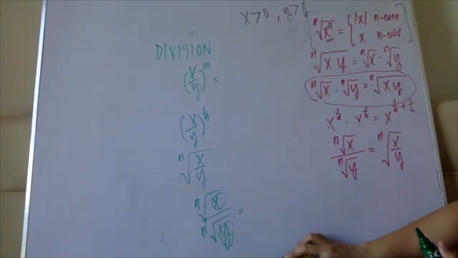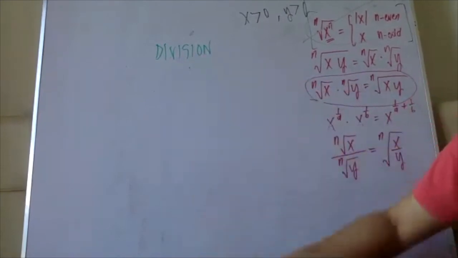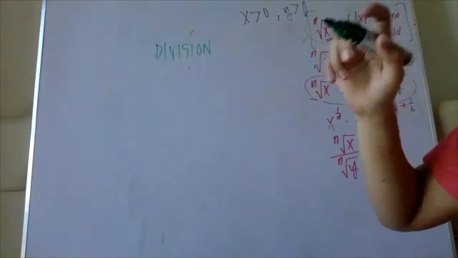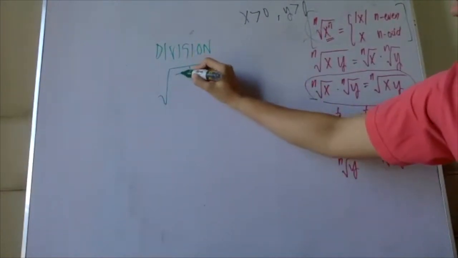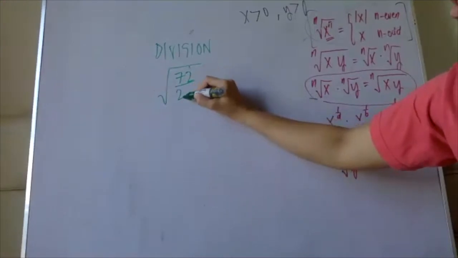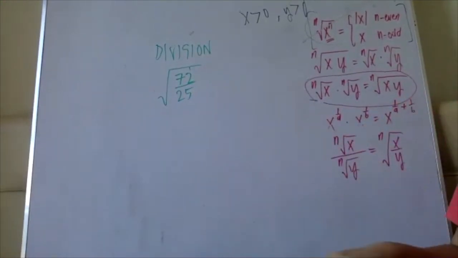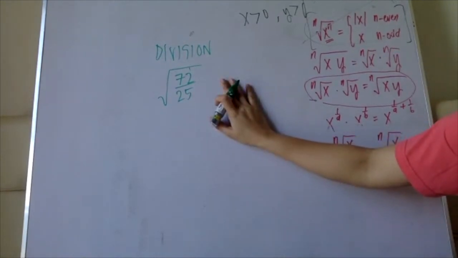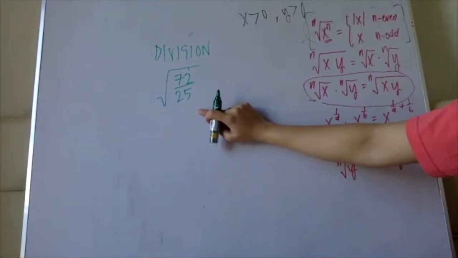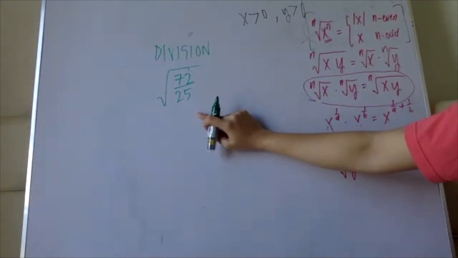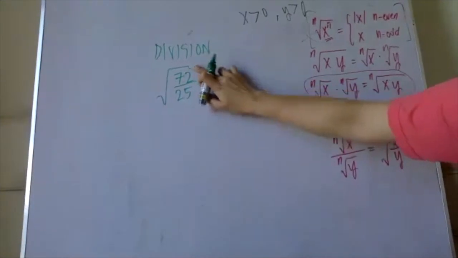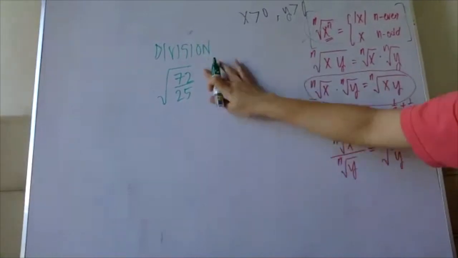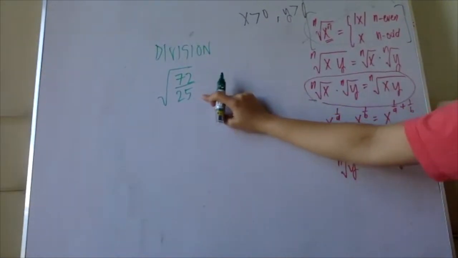Para mas maganda yung red. Okay. Magandang init. So, for example, if we have square root of 72 over 25. So kapag ganito yung given, check mo muna kung pwede mo i-simplify. Diba? In this case, hindi mo siya pwedeng i-simplify. Actually, hindi to division per se. This is just simplifying. Pero isama ko na dito. So, since wala namang common factors between 72 and 25, wala.